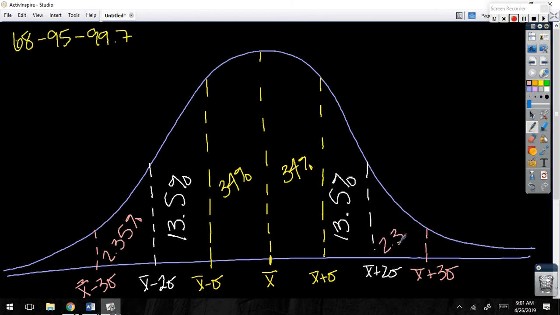Now, I told you that the entire curve was 1 or 100%. 99.7 is not 100%. It's actually 0.3% off from 100%, right? So what's left in my little tail areas there? 0.3%, so 0.3 divided by 2, 0.15%.